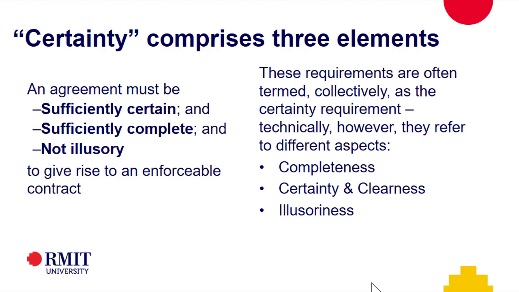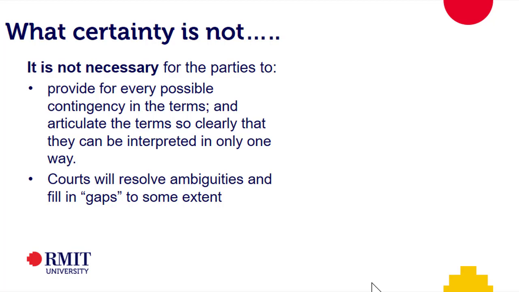Actually, before we do that, there are technically three different aspects. They overlap with each other. They're termed collectively as certainty. Failure of any one of them is a failure of certainty, but you might find that all fail or only one fails. It doesn't matter. So let's unpack each of them one by one.